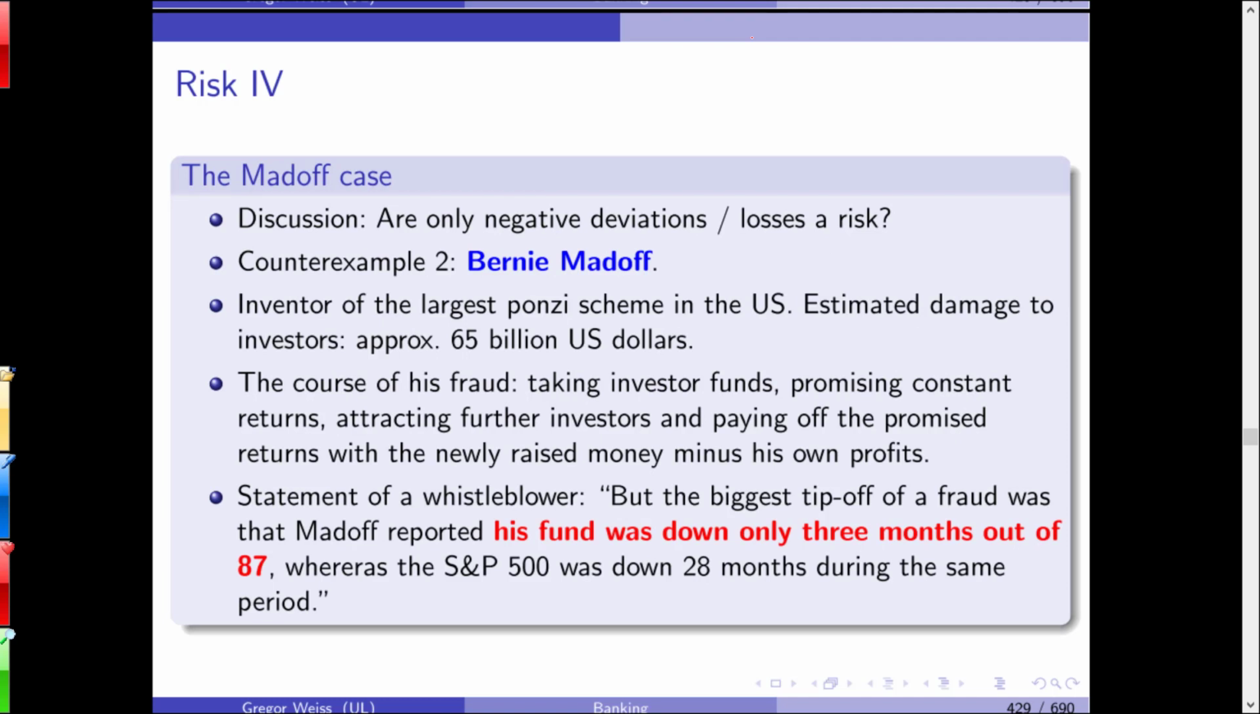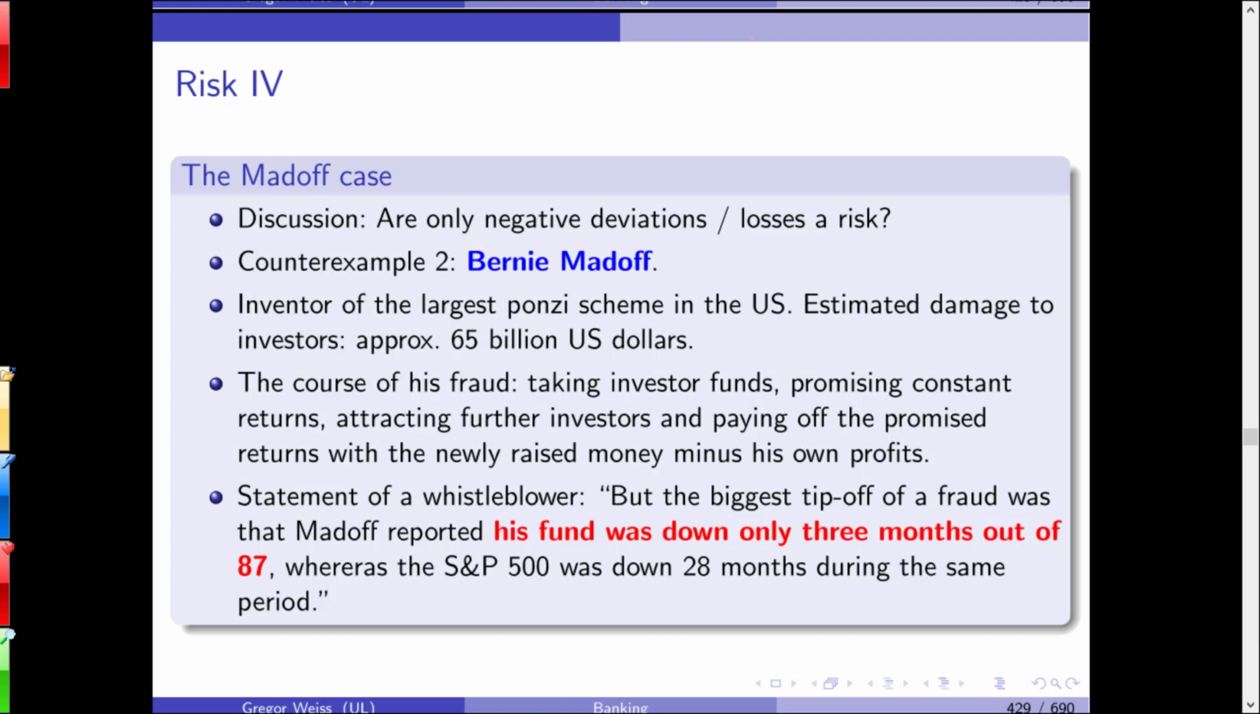The second example is the case of Bernie Madoff. You might remember him. Bernie Madoff is infamous for being the inventor of the largest Ponzi scheme in the history of the US. Does everyone know what a Ponzi scheme is? In German, it's called illegales Schneeballsystem. It's a scheme, and a Ponzi scheme is always illegal. In the US, you do not have this differentiation between legal and illegal Ponzi scheme, but a Ponzi scheme is illegal, usually.